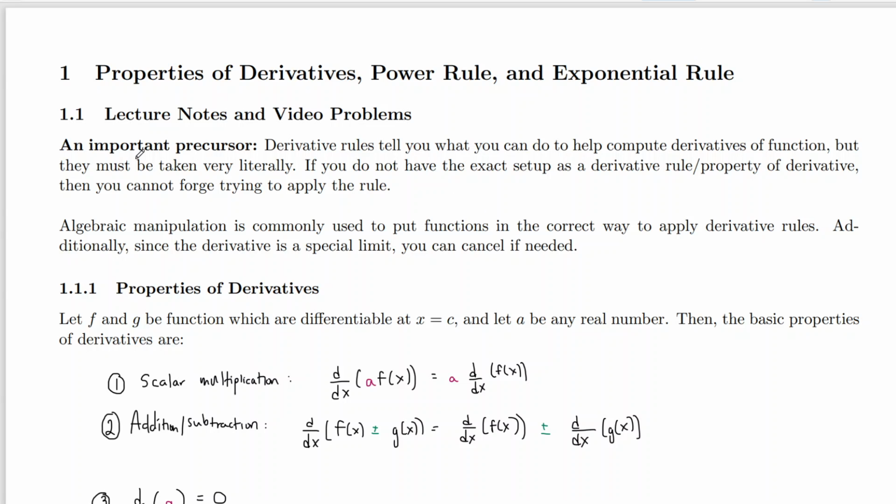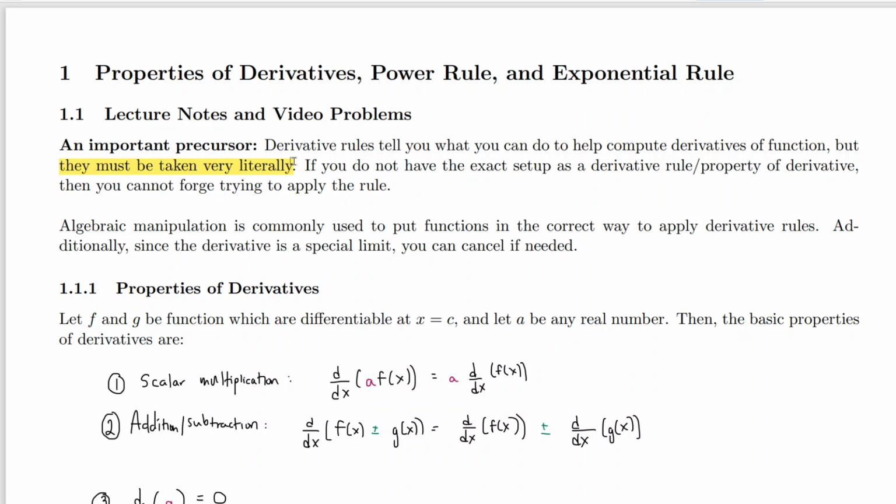Now, probably the biggest thing about derivative rules, and I wrote this on top before we even start talking about anything about derivative rules and their properties, is that when you're looking at derivative rules, they're used to help you compute derivatives naturally, but you have to take them very literally. You have to use them correctly.